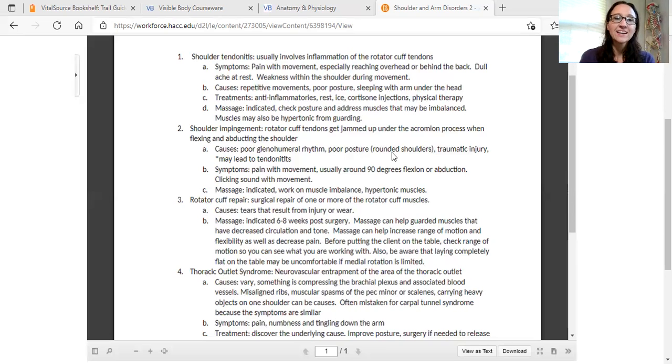So shoulder impingement can lead to tendinitis. These are kind of the same thing, but not exactly. The tendinitis is the actual inflammation of the tendon. The impingement is when the supraspinatus tendon just gets pushed up underneath the acromion process there. Massage is absolutely indicated because you're going to want to treat the imbalance.